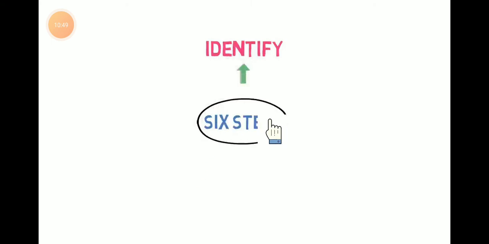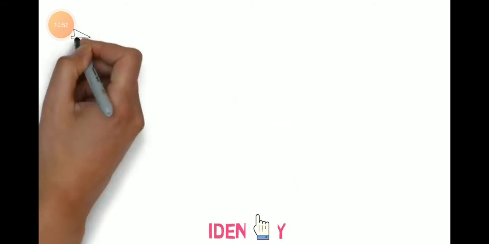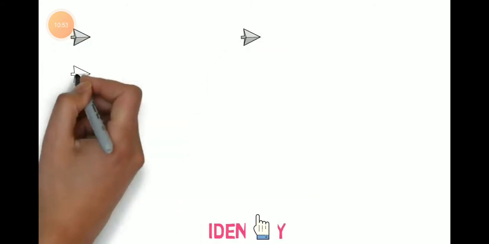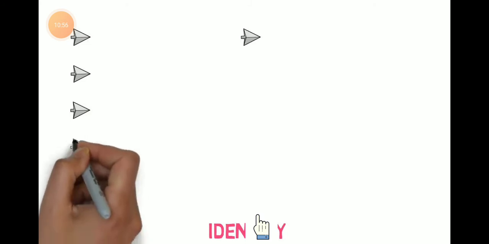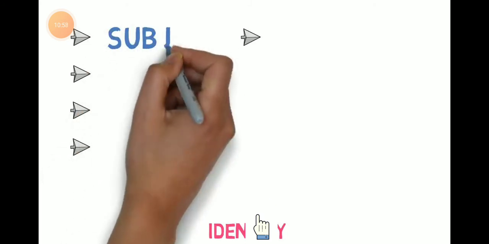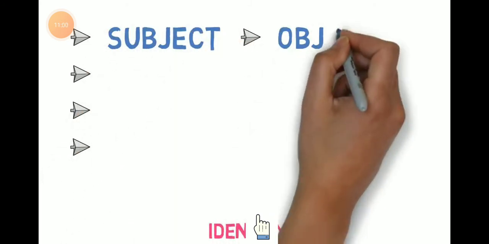And the first step among the 6 steps is to identify. What do you mean by identify? We should identify the sentence, which kind of sentence it is. Is it reported speech or direct speech, or is it indirect speech?